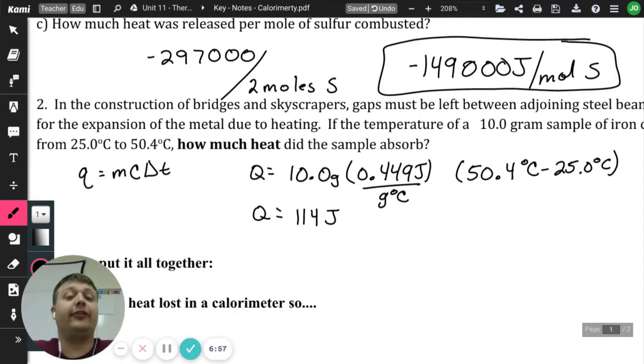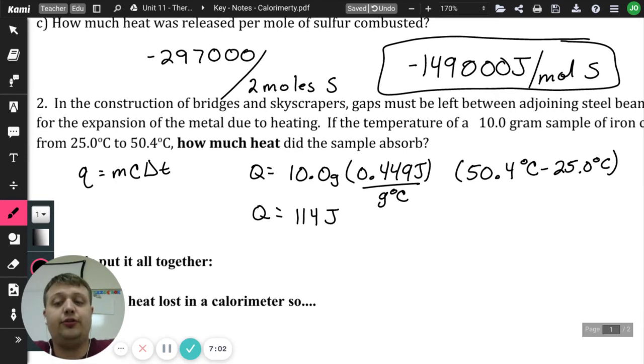So looking at this, again, I see that there is a change in temperature. When there's a change in temperature, we're going to use Q equals MC delta T. So then I say Q equals MC delta T, where Q equals 10 times 0.449 joules per gram degree Celsius, which I found back up in my table at the top, times my final temperature minus the initial temperature. And I found that my Q equals 114 joules. And so that's how much energy was absorbed.